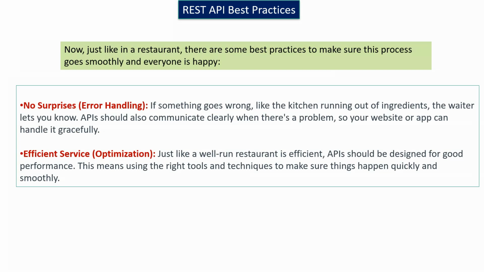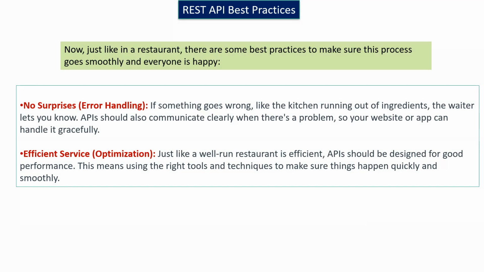The next one is no surprises, which is equivalent to error handling. If something goes wrong, like the kitchen running out of ingredients, the waiter lets you know. Like that, the API should also communicate clearly when there is a problem. So your website or app can handle it gracefully.